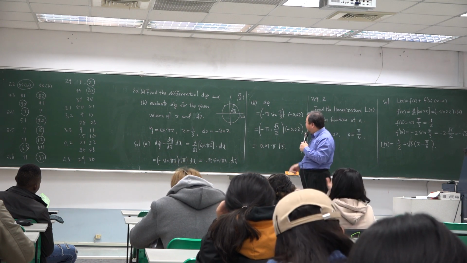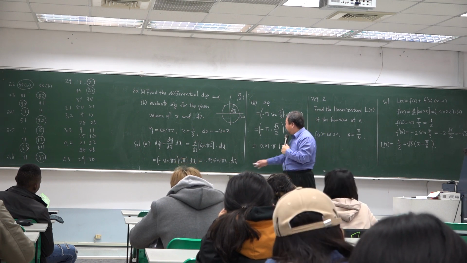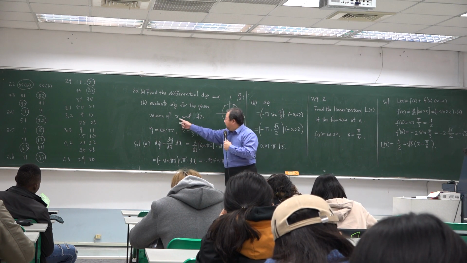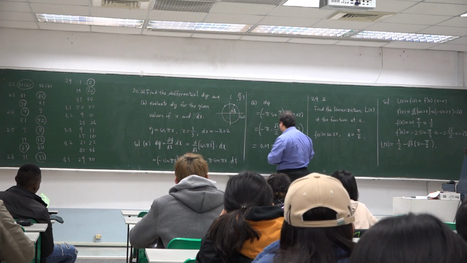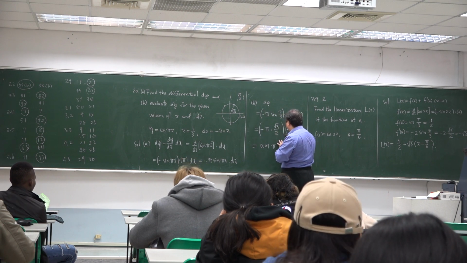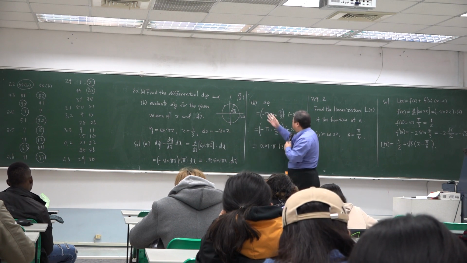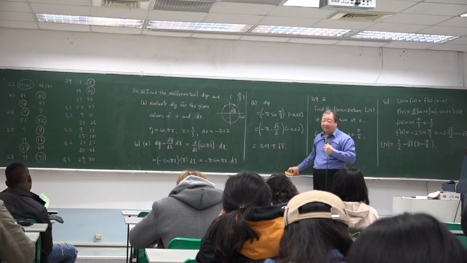Dy, the differential of y, is proportional to dx. When x is given, this is a number, times dx. So dy is proportional to dx. If dx is also given, then dy is obtained.